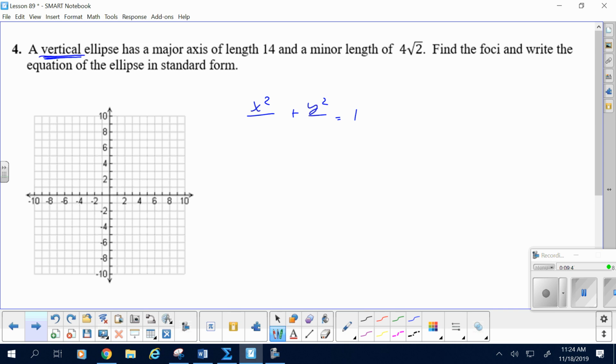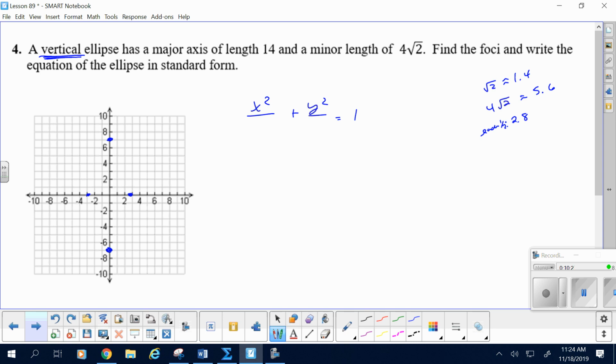I need to go 7 and -7. Y is 7 to -7 because it's a vertical ellipse. All right. The x is 4 root 2. Root 2 is about 1.4. So 4 root 2 is about 5.6, okay? So each half is about 2.8. So go about 2.8 left and right.